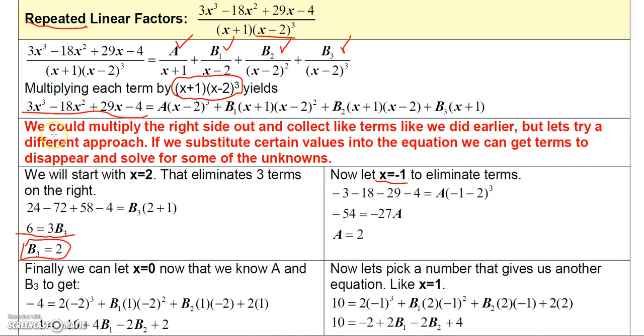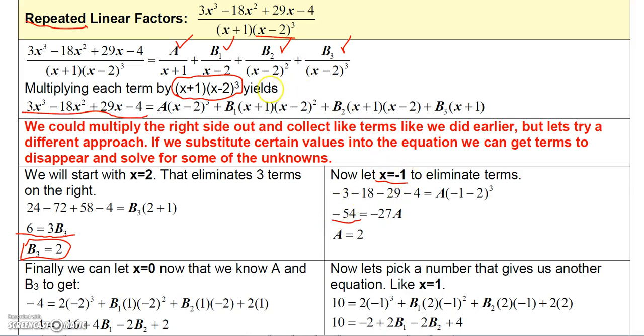Now if I let x be -1 on the left-hand side, I get 3 times -1 cubed, so that's going to be -3. Then I get -18 times -1 squared, which is just -18 times 1, -18. And then I get 29 times -1, so that's -29, and then the -4. Now if you combine those 4 terms, you get -54.